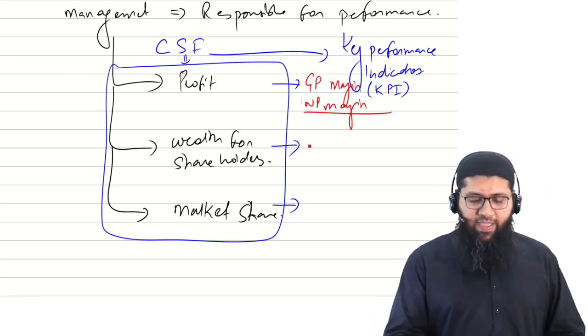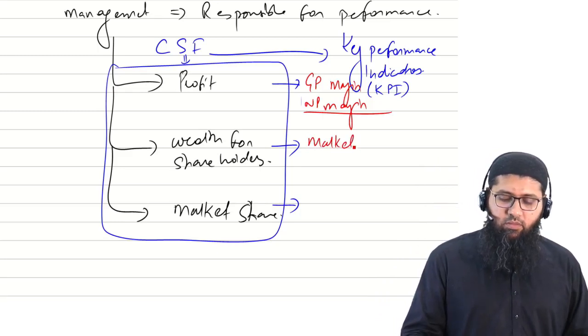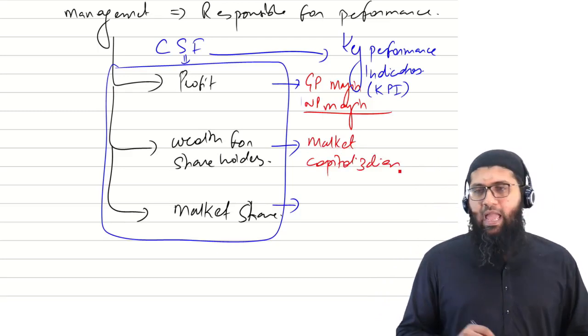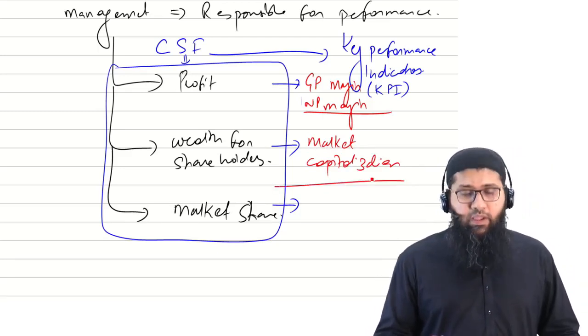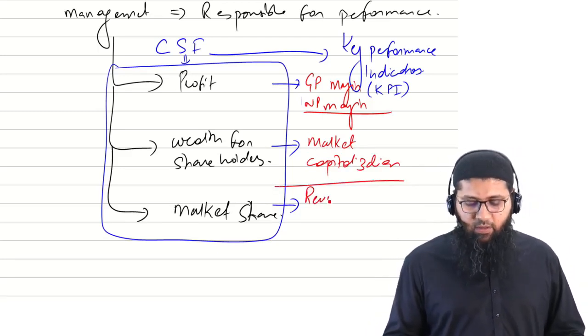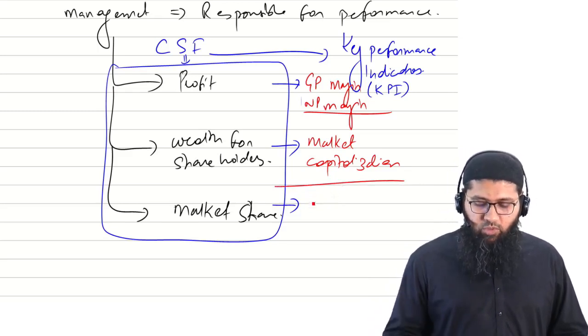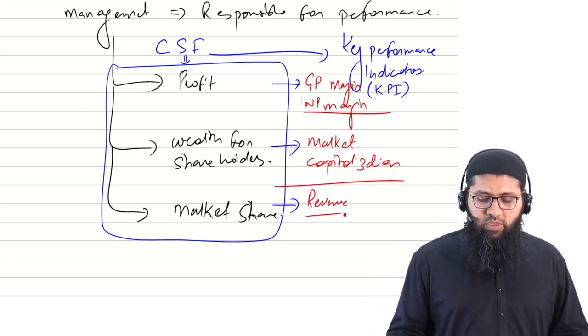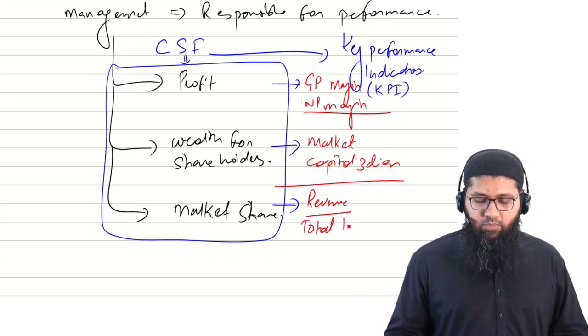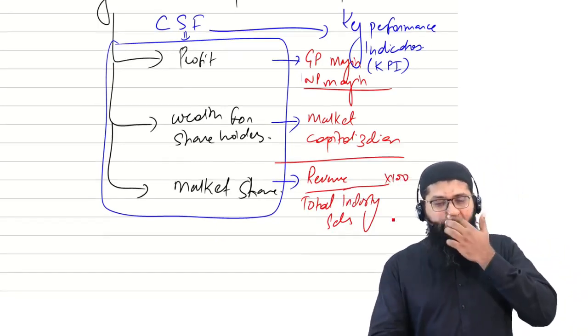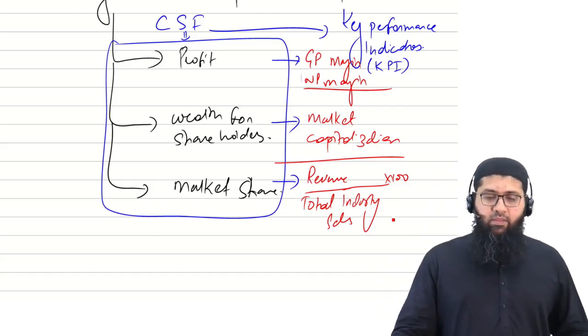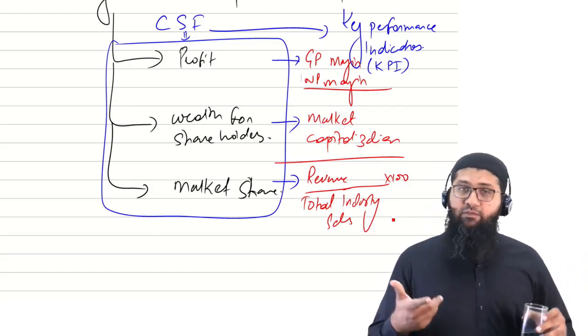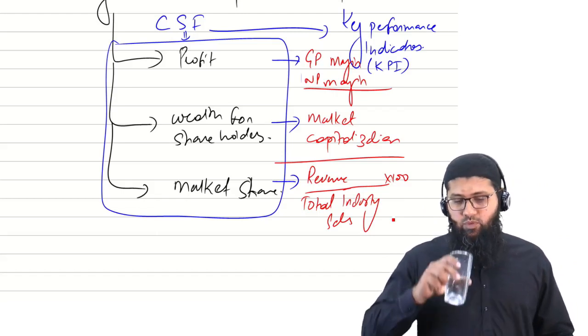For the shareholders' wealth, I could have market capitalization value. For the market share, I could compare the revenue divided by total industry sales into 100. For the wealth, yes, we could do EPS also.